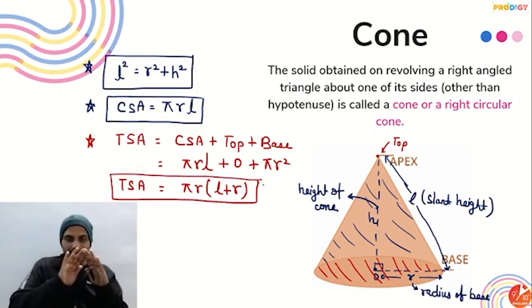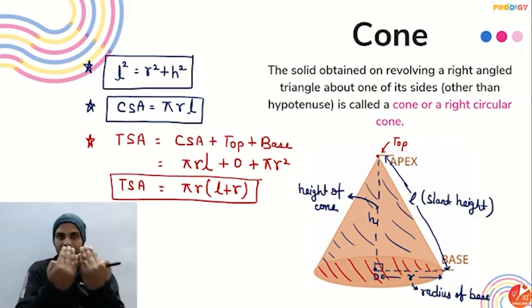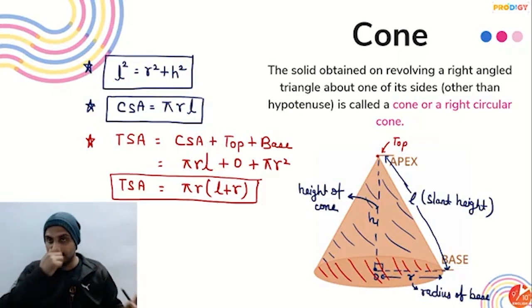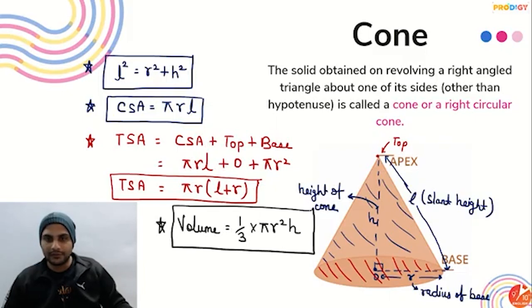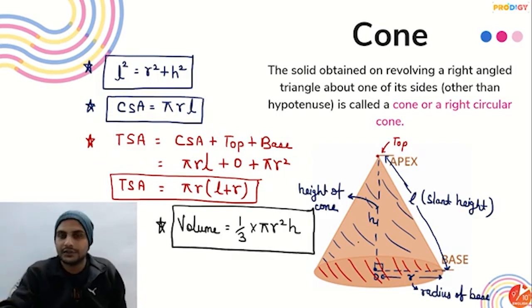So visualize this. Curved surface is this curved surface. So this is the curved surface area. Total surface area is this plus the area of the base. And the last one is your volume, and volume will be 1 by 3 times the formula for cylinder, pi r square h. So 1 by 3 times of pi r square h. These are the 4 important formulas for the cone, and a relationship between L, H and R, then CSA, pi r L, TSA, pi r into L plus R, and volume 1 by 3 pi r square h.